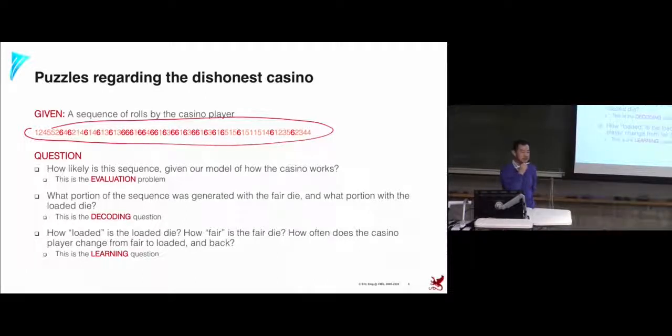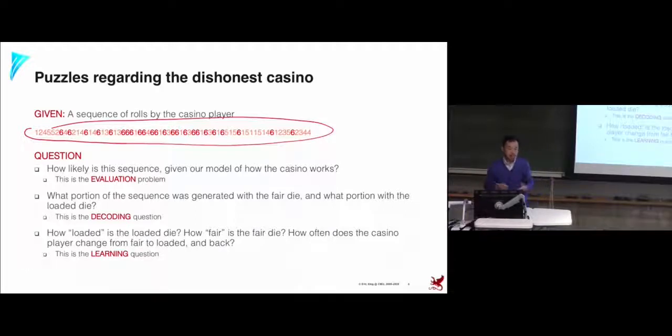Would someone like to suggest an observation? Yes, please. The 6s are super common. Yeah, 6s are super common. I highlighted them. You can see that maybe roughly half of them are 6, almost, right? So this is a little bit counter-intuitive because if you have a fair die, you should see all numbers equally common.